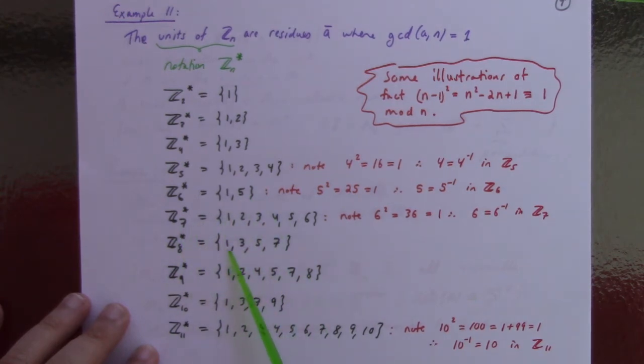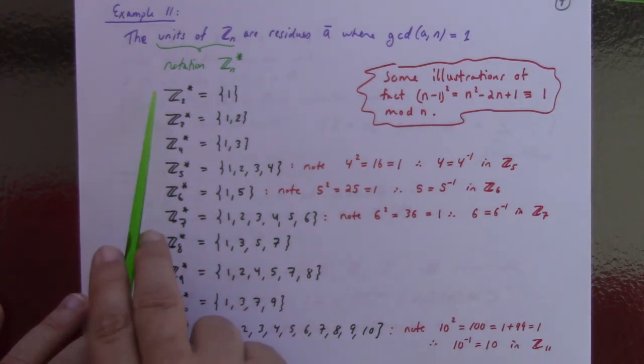In Z8, these are the numbers relatively prime to 8. Those are the ones with inverses. Like 7 times 7 is 49, which is 1 mod 8, so 7 is its own inverse; 7 is equal to 7 inverse. I didn't write it down. 8 times 8 is 64, and 64 is 1 in Z9, so 8 is equal to 8 inverse. That's no accident.